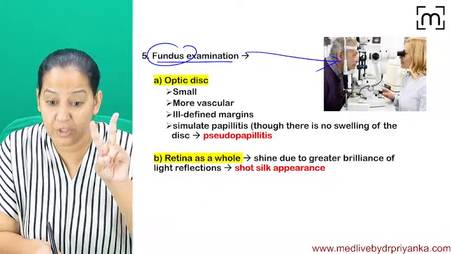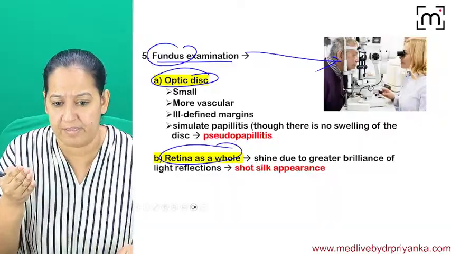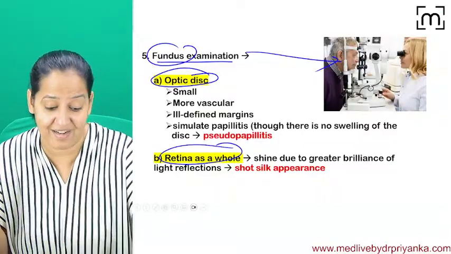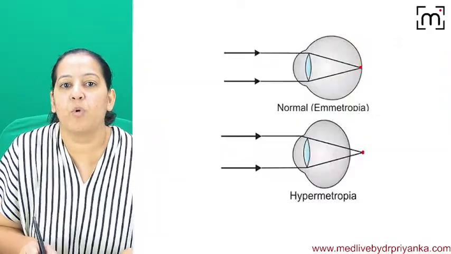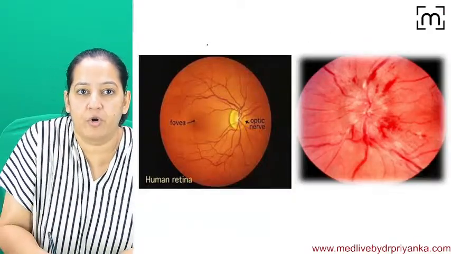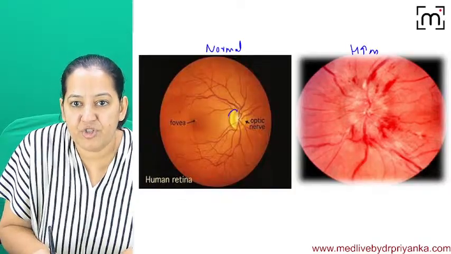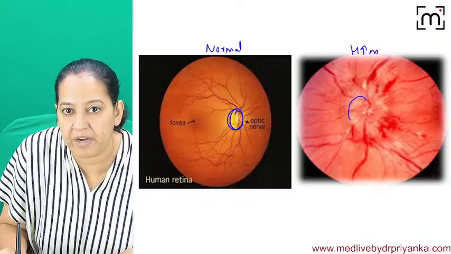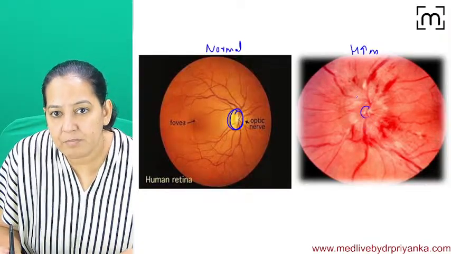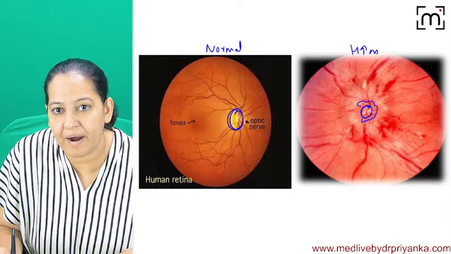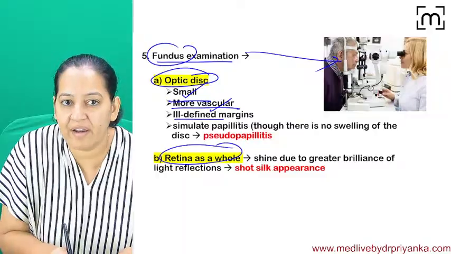In the retina, we have to see 2 things. What 2 things? The optic disc and the retina as a whole. Inside the retina there is the optic disc. I will teach you everything chapter by chapter in the entire syllabus. So here the optic disc is also small. It is more vascular. Appreciate the normal retina, and here the retina in hypermetropia. Appreciate the optic disc here. By size, this one is smaller, and it has a blurred margin, and it is more vascular. So size-wise it's small, more vascular, with an ill-defined margin.